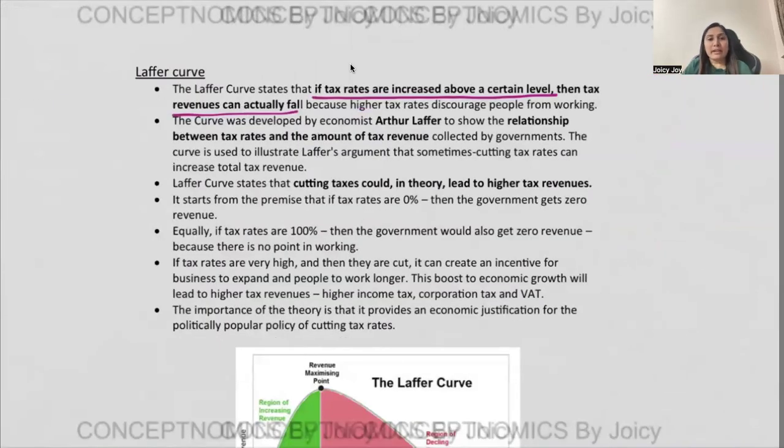So what is the Laffer curve? According to the curve, tax rates increased above a certain level will lead to a fall in the revenue. It shows the relationship between the rate at which tax is collected and the tax revenue collected. The Laffer curve states that cutting taxes could in theory lead to higher tax revenues. But even then, it should not go beyond a particular level downward. Why? Because that again will reduce the revenue. So it should be kept at an optimal rate.